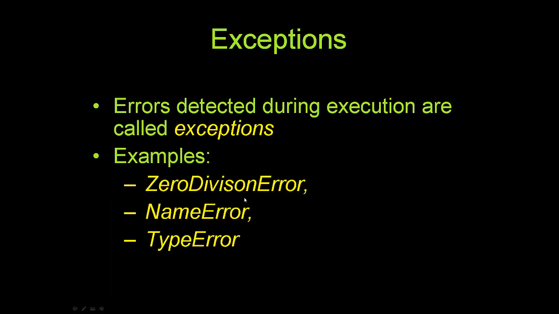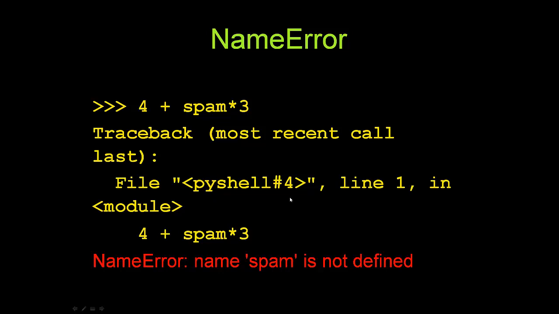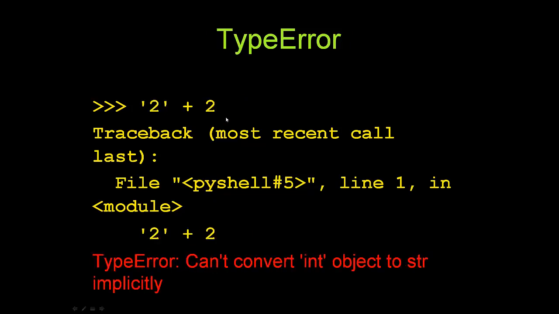And then there are other kinds of errors that you detect during execution. Those are called exceptions. What you've seen is division by zero, name error, and type error. Zero division error is when you try to divide by zero. Name error is when you try to use a variable that is not defined. And if you try to add a string to an integer, you have a type error.